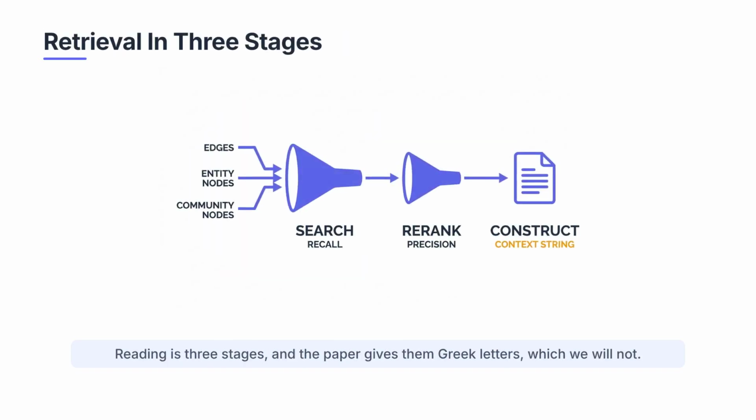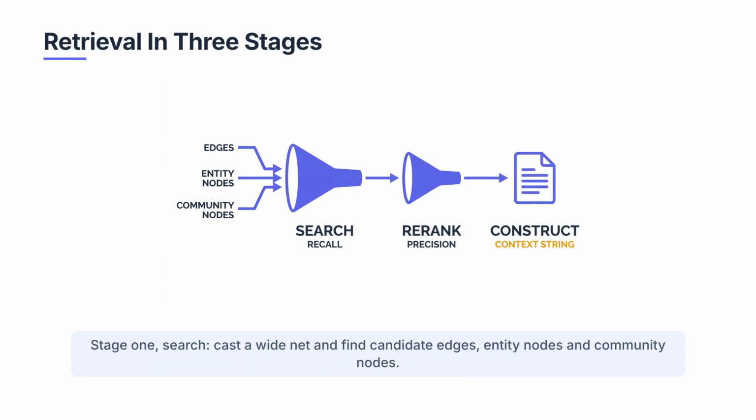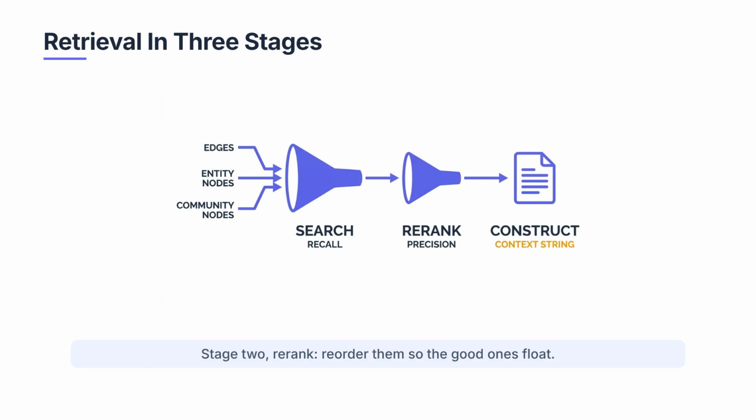Reading is 3 stages, and the paper gives them Greek letters, which we will not. Stage 1, search. Cast a wide net and find candidate edges, entity nodes and community nodes. Stage 2, re-rank. Reorder them so the good ones float. Stage 3, construct. Turn the survivors into a text string your agent can actually read. Search is tuned for recall, re-rank for precision, construct for the model. 3 different jobs, 3 different failure modes, tuned separately.